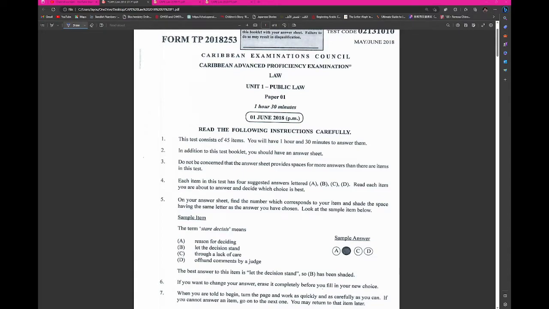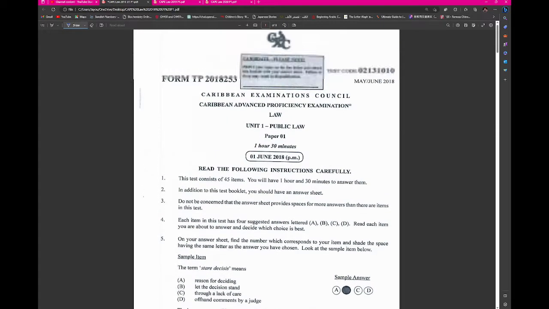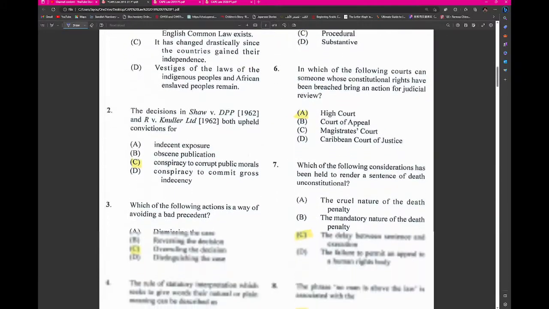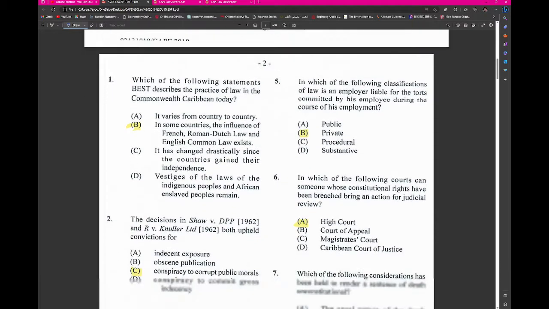Alright, I'll be reviewing the Unit 1 Law Paper 1 for the year 2018. Let's have a go at this. I'm just going to be reviewing this paper from 2018 to 2020. It seems that all of them have been highlighted. I'm just going to go and review, for anybody who would like that.